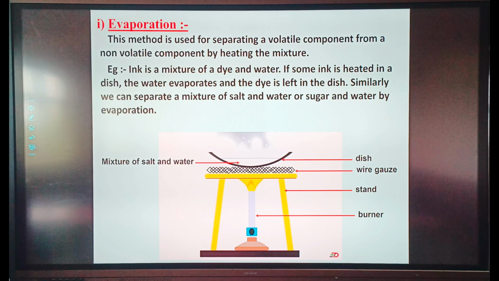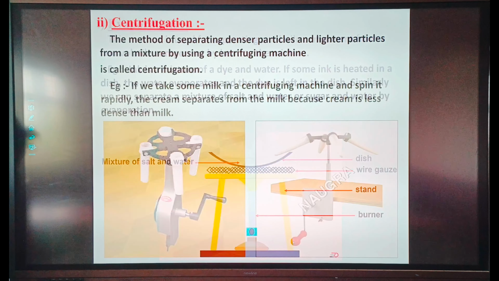बच्चा लोग, evaporation को समझते हैं. This method is used for separating a volatile component from a non-volatile component by heating the mixture. For example, ink is a mixture of a dye and water. If some ink is heated in a dish, the water evaporates and the dye is left in the dish. Similarly, we can separate the mixture of salt and water, sugar and water by the evaporation process.